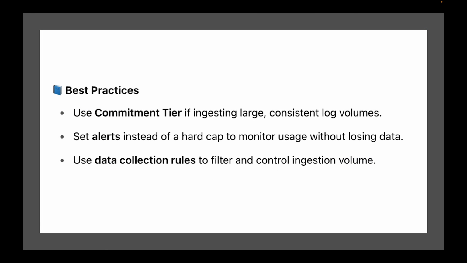All right, so let's talk about some best practices when it comes to cost. So one, use commitment tiers and ingest in large, consistent log volumes. Two, set alerts instead of a hard cap to monitor usage without losing data. And three, use data collection rules to filter and control ingestion volume. So remember the data collection rules, you can do transformation on the data. So this way you're not pulling in all types of information that you don't need, and you're only taking in the logs that you really care about.